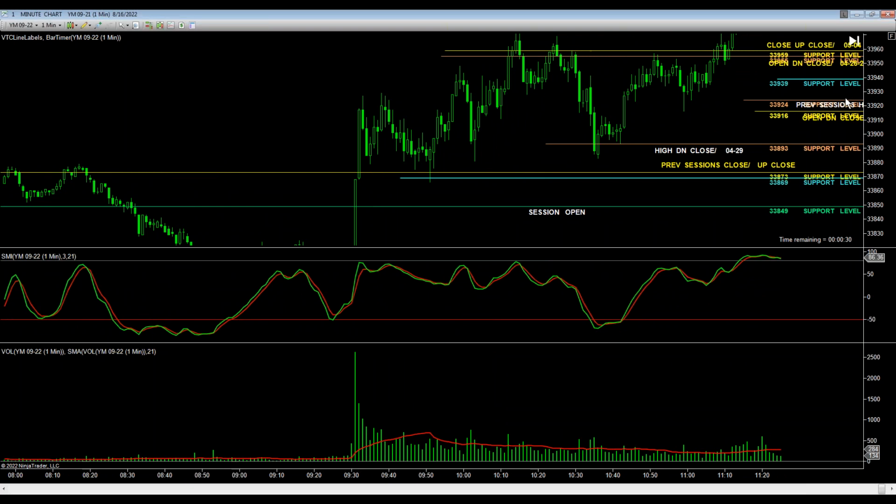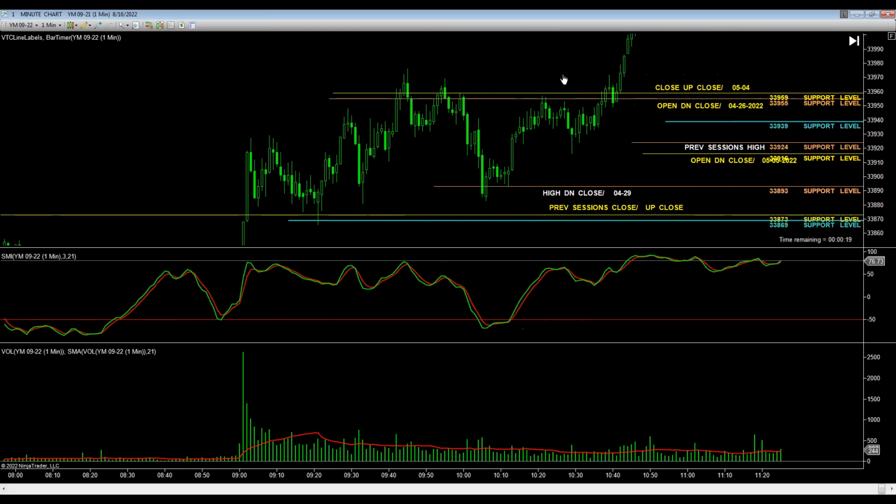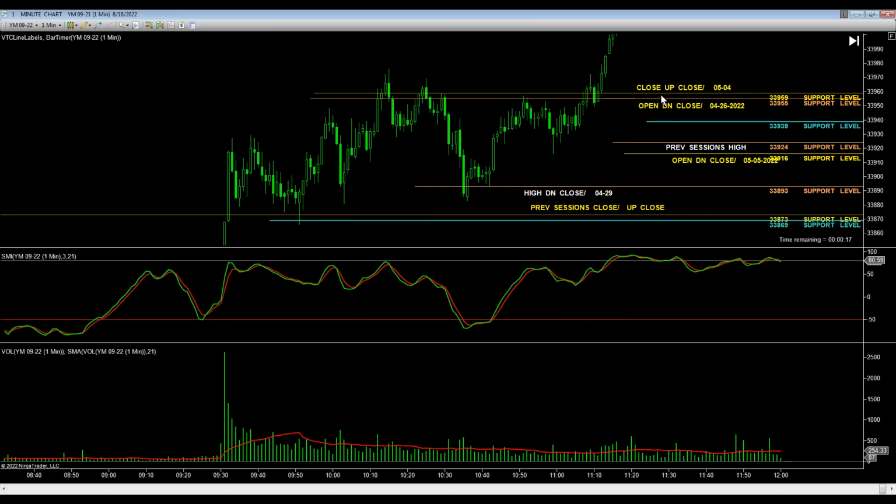The volatility reduces, price chart pattern uniformity begins to take shape, maybe 3 or 4 bars, 2 bars after you get above, in this case, a major point of control level that's associated with the close of the up close of 5.4 and the open of the down close of 4.26.2022. Okay, so what happens?